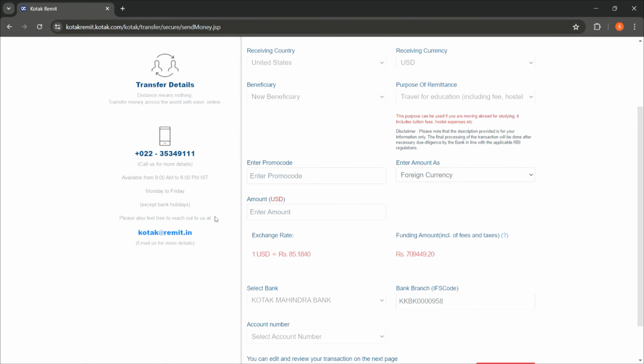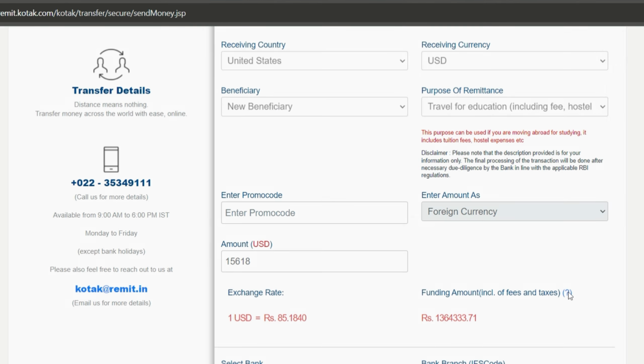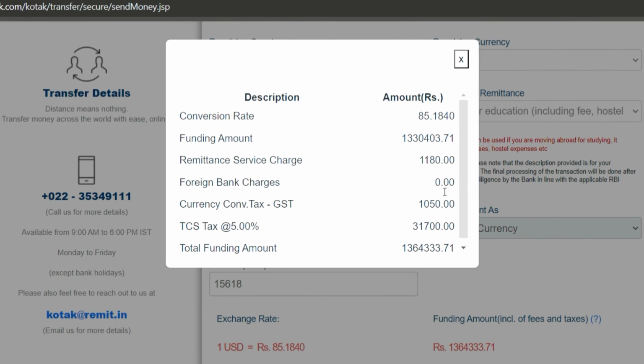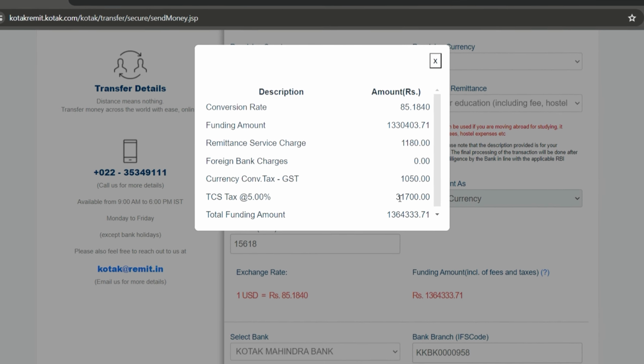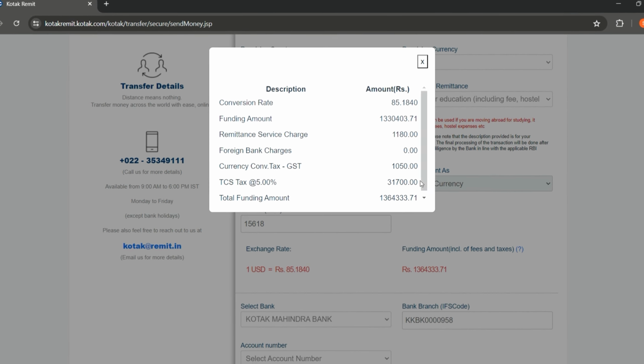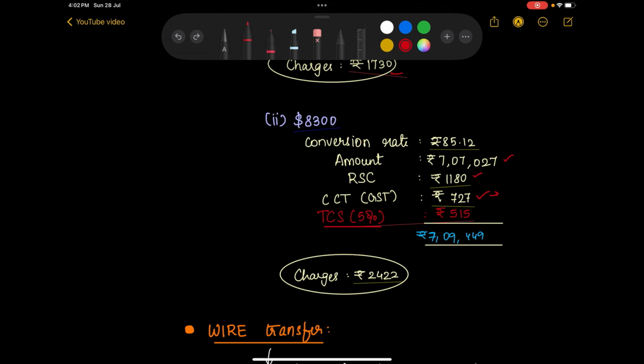Now let me enter my first semester fees, which is $15,618, and let's see the TCS tax at 5% now. The amount comes up to 13,64,000. And as you can see here, 31,700 is the TCS tax, but at the financial year end, I'll be able to claim this amount back.